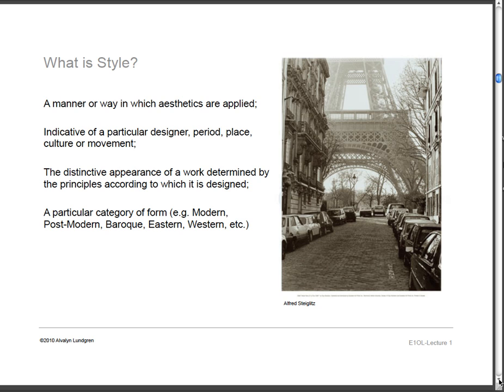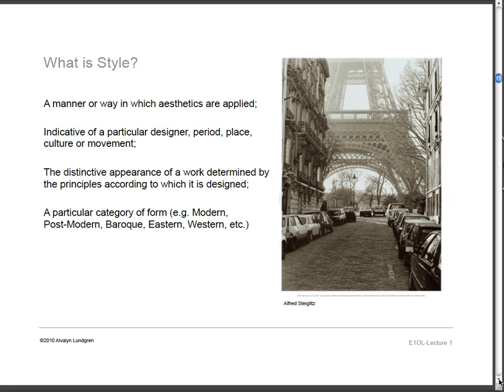So we can look at the Industrial Revolution, or we can look at Rococo. A place, there's the New York School versus the Memphis School, or a culture or movement. So styles actually define and reflect and influence cultures and movements, but it's not aesthetics.